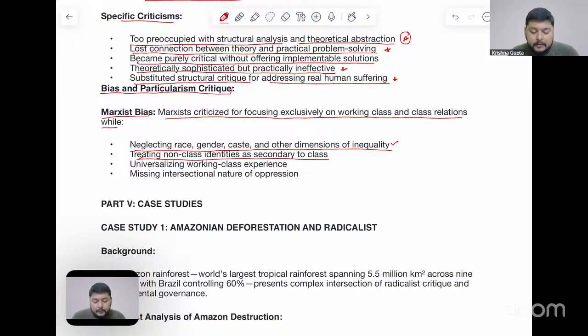Treating non-class identities as secondary to class. So he has given two classes. One is the capitalist class and the second is the labor class. And what about the other classes? They are not defined by Marx here. Then universalizing the working class experience. This was very much inherent to Marx, that he was looking at everything from the perspective of the workers. Farmers neglected, okay. Then the medical people were neglected, engineers neglected, but the working class was taken as the prime motive here, missing the intersectional nature of oppression.